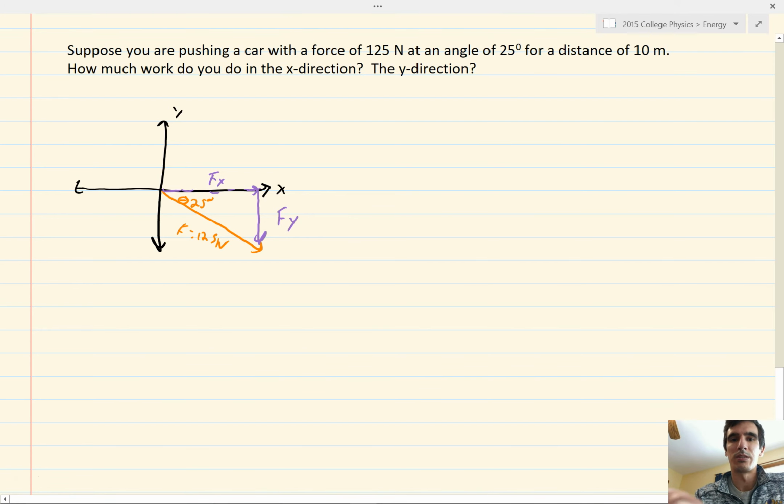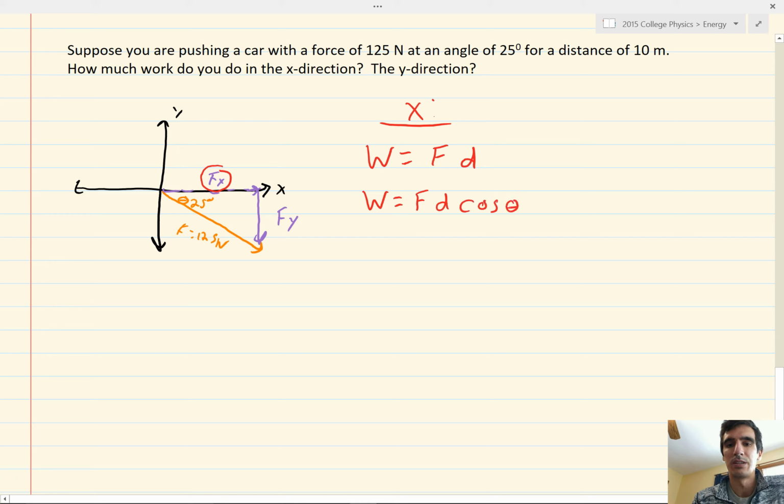Let's start with our formula. Work. Let's do the x direction first. Work is equal to force times distance. In this case, we're looking at force in the x direction. X is adjacent to the theta, so work is equal to Fd cosine of theta. So now let's plug and chug. Work is equal to 125 newtons times 10 meters times the cosine of 25 degrees.